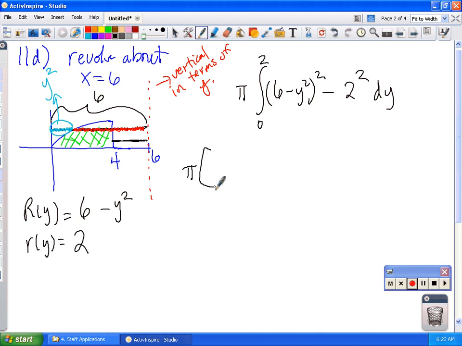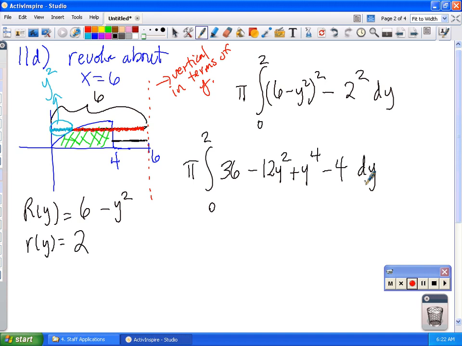Cleaning that up will give me, oops, I haven't found the antiderivative yet. Let's get rid of that. Back up. So I have pi from 0 to 2. Square that thing, and that'll give me 36 minus 12y squared plus y to the 4th minus 4 dy. I'll combine my like terms, the 36 take away the 4. I'll find the antiderivative and do the substitution and the arithmetic.